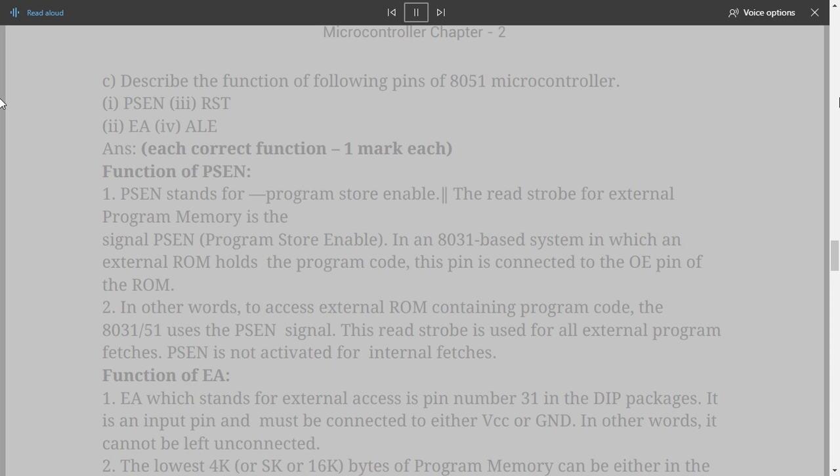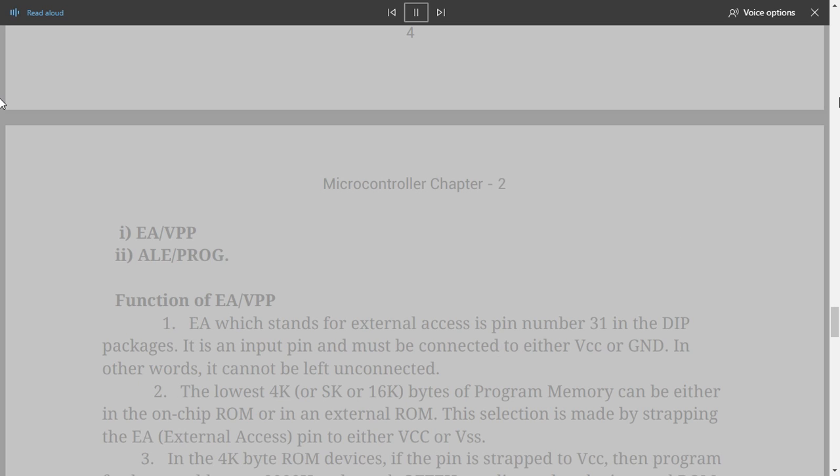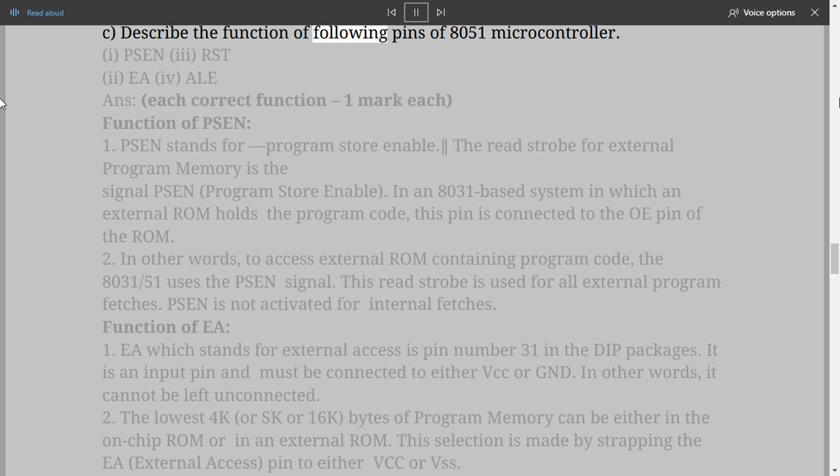Microcontroller Chapter 2. 4. C. Describe the function of the following pins of the 8051 microcontroller: 1. PSEN, 2. EA, 3. RST, 4. ALE. Answer: each correct function, 1 mark each.